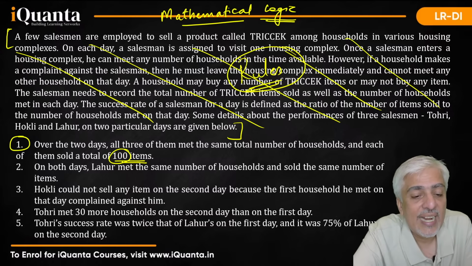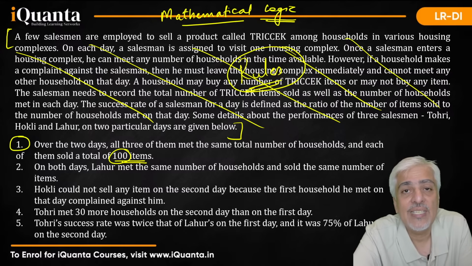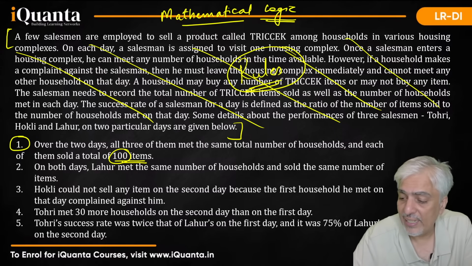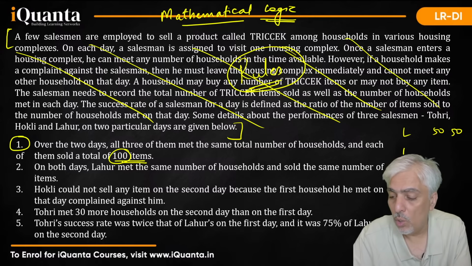Hookley could not sell any item on the second day because the first household he met had complained against him, which means Hookley has already made a century on day 1. So Hookley के लिए it is 100-0. So अभी तक जो जो मिलते गया मुझे, मैं लिख रहा हूँ, लाहौर के लिए it is 50-50, Hookley के लिए it is 100-0.